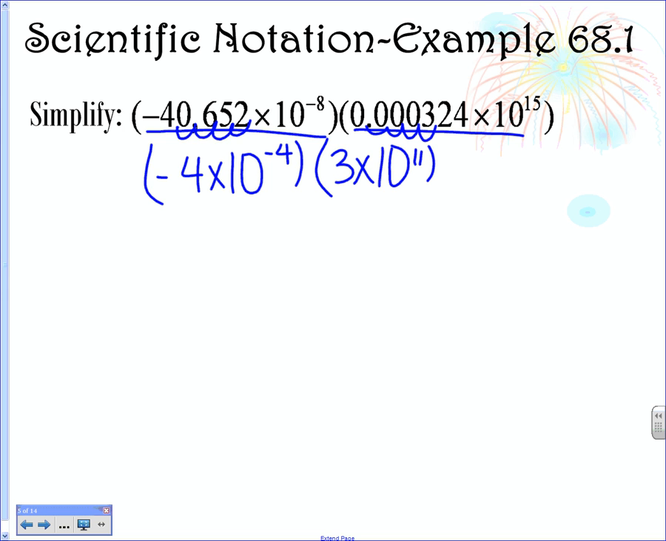So 11. What is negative 4 times 3? Times 10 to the... So we think our answer will be close to that. That's negative 1.2 times 10 to the 8. So now we're going to practice using our calculator to do it. Put it in scientific notation.